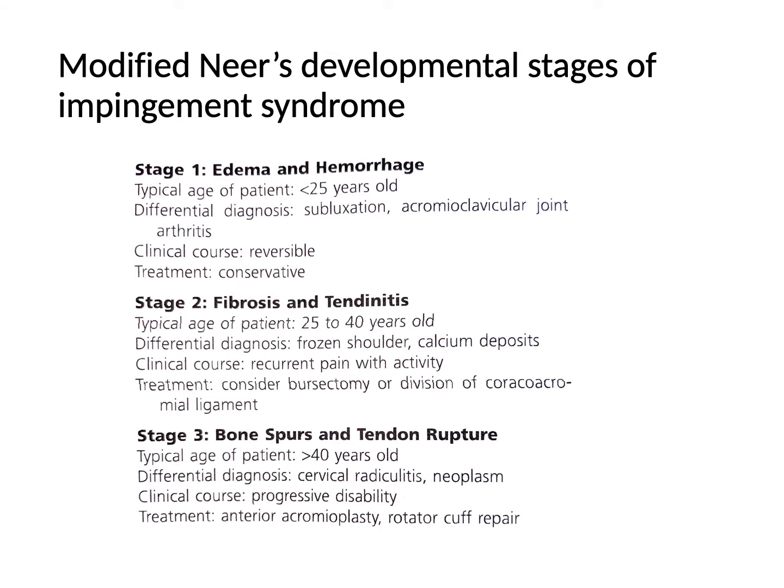Then this is a slide showing Neer's modified developmental stages of impingement syndrome. It is divided into three stages: 1, 2, and 3. Stage 1 is the stage of edema and hemorrhage. Stage 2 is fibrosis and tendinitis. Stage 3 is bone spurs and tendon ruptures.